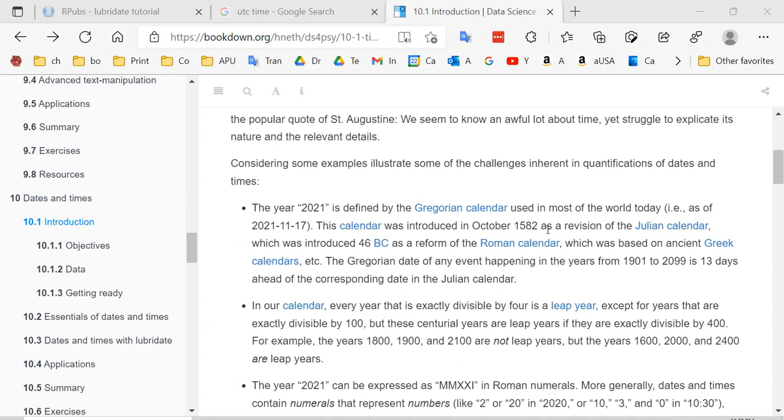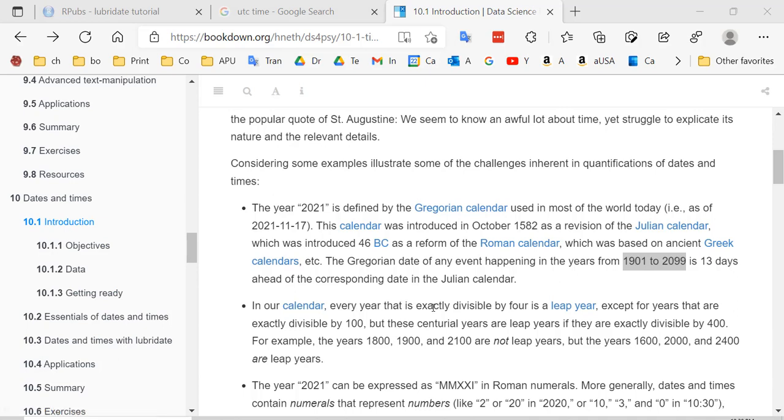So here it says the calendar was introduced as a revision of the Julian calendar. The Gregorian date of any event happening in the years 1901 to here is 13 days ahead of the corresponding date in the Julian calendar. So they're not the same, the Julian calendar and the Gregorian calendar. Anything in this range is actually 13 days different than it would have been in the Julian calendar. Okay, there's some more complications here.